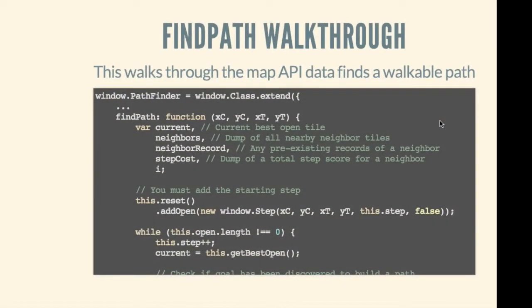So then here's the core meat and potatoes I was talking about, which is the find path walkthrough. This is where I might lose you guys a little bit. It's a little bit complicated, but I'll try my best.